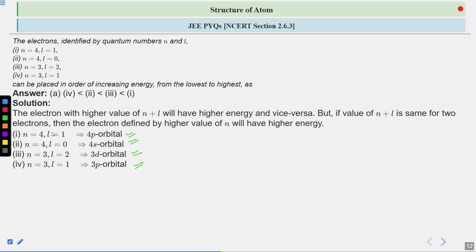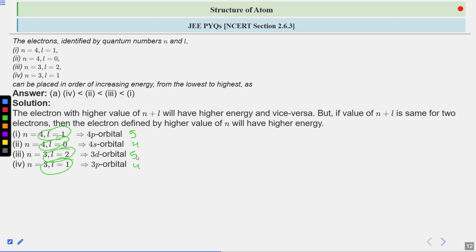What is the n plus l value for these? It is 5 for the first. For the second, it is 4. For the third, again it is 5. And for the fourth, again it is 4. So I can write here that the n plus l value for the 4p and for the third one is 5, whereas for the second and the fourth it is 4.